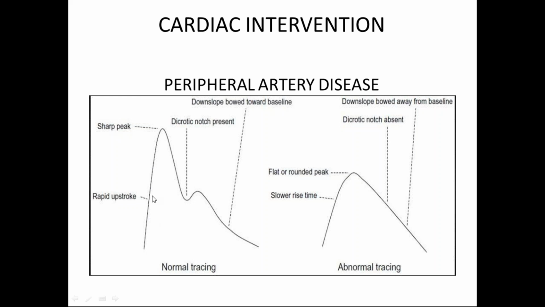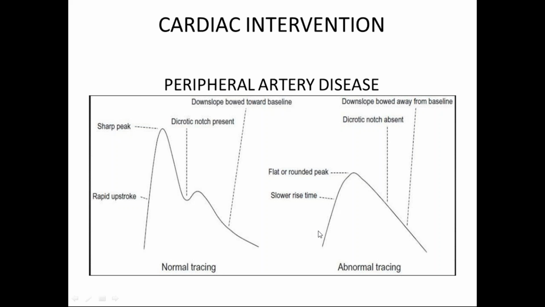You want to see a nice rapid upstroke, your sharp systolic peak. Then this is the dicrotic notch, which we've been talking about. And then the downslope, it bows towards the baseline. So this is what the normal tracing looks like: your rapid upstroke, sharp peak, the dicrotic notch, and then your downward slope. It bows towards the baseline.